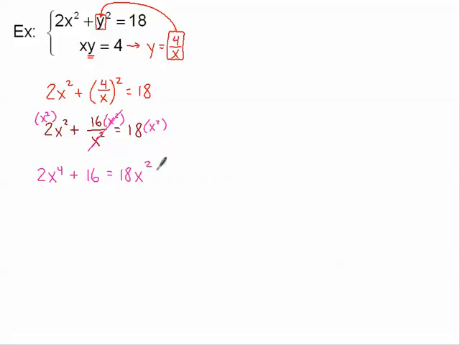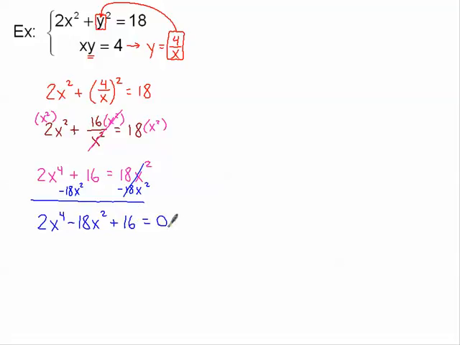So we don't actually have a quadratic equation because we actually have a quartic equation, but it's going to be very similar. It will follow a quadratic pattern. We're still going to get equal to 0. So let's subtract our 18x squared because we are indeed going to factor this. I'm going to put that right in the middle since that's where it would go. I've got 2x to the fourth minus 18x squared plus 16 is all equal to 0.